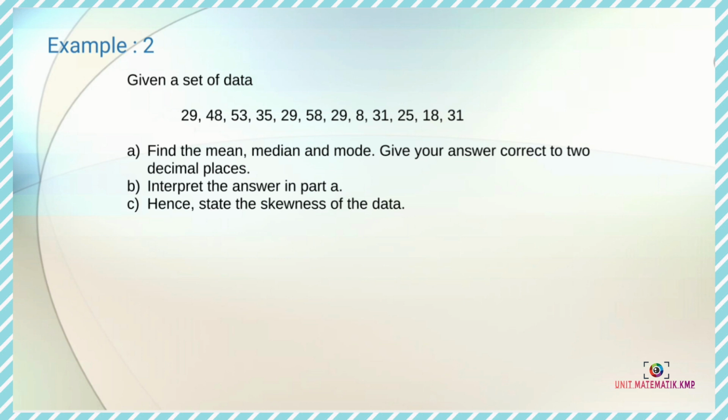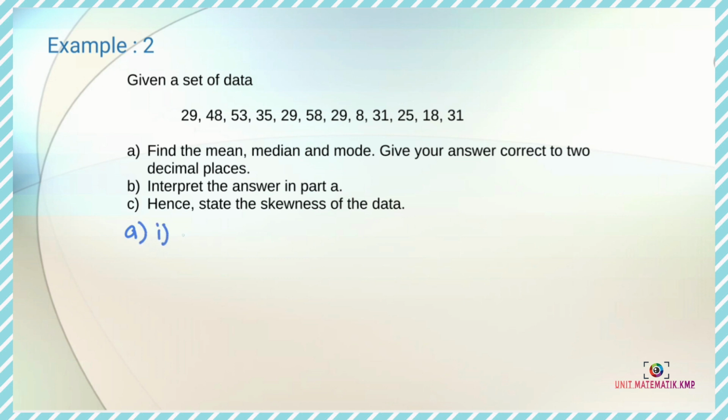Let's look at the example. Given a set of data, here we have 12 data, and the question asks to find the mean, median, and mode. And the answer we have to give correct to 2 decimal places. First, we have to find the mean.